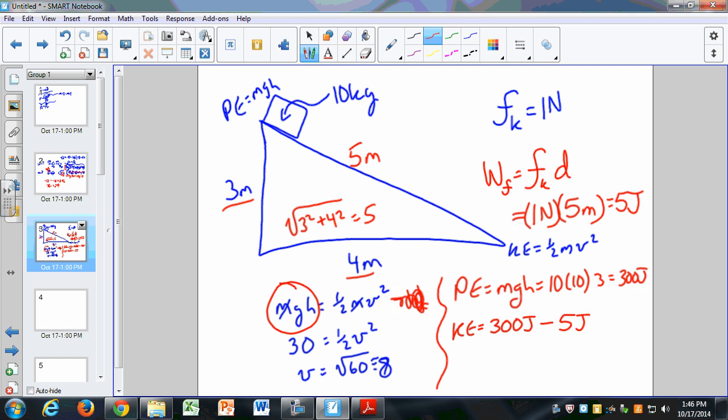Because when the object slides down the inclined plane, it loses a certain amount of energy. Initially at the top it had 300 joules, but then it slides down that inclined plane, and the frictional force does work on the object to take away energy from that block. And it takes away 5 joules of energy. And so whereas before it had 300 joules at the top, right.